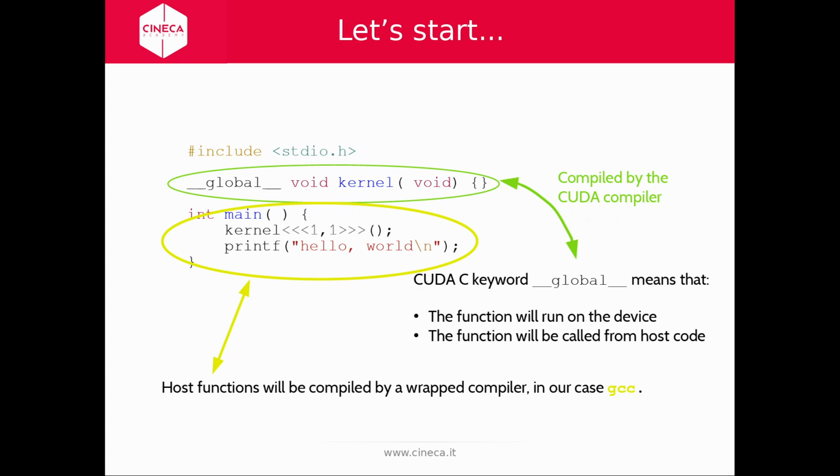Second difference is this one. This looks like a function call, but there is this funny syntax that we'll discuss in the next hour. This is how, from the host, remember the definition, from code running on the CPU, we schedule on the GPU the execution of a kernel. And a kernel can be scheduled on the GPU because of this attribute.